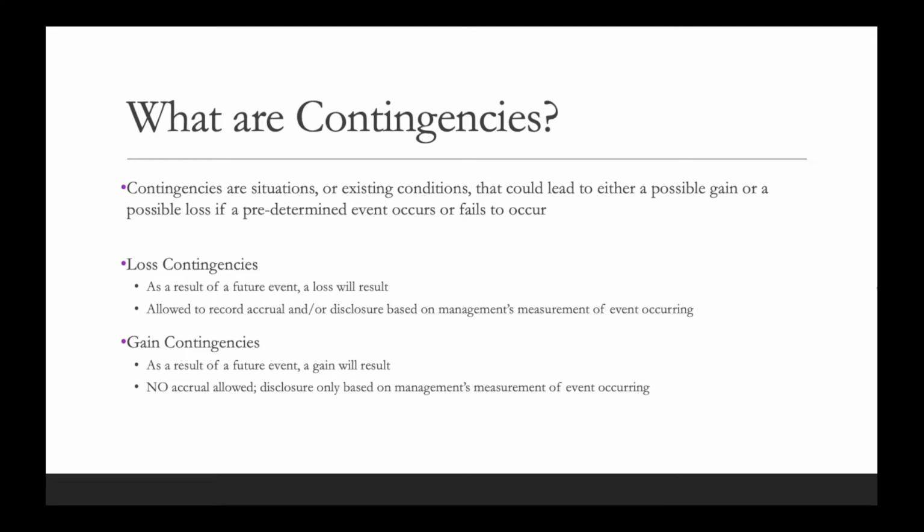The other contingency is a gain contingency. As a result of a future event, a gain will result. However, with gain contingencies, no accruals are allowed. You're only allowed to provide disclosures, again, based on management's measurement of the event occurring. So let's take a look at these management measurements.